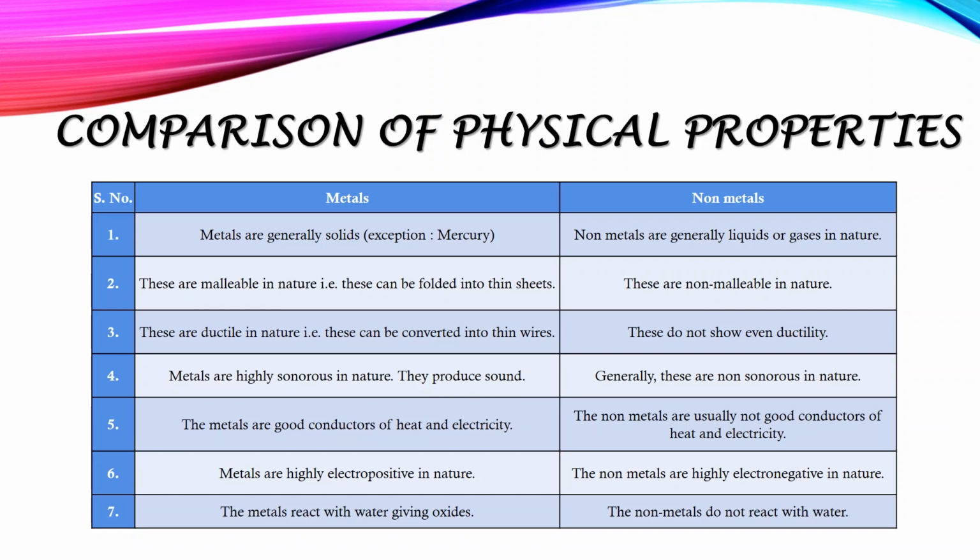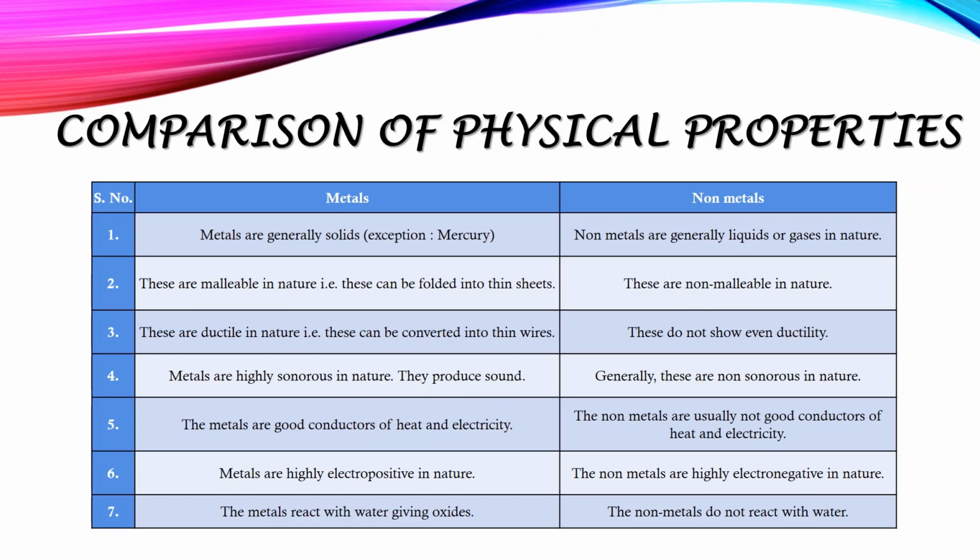Metals are highly sonorous in nature. They produce a sound when struck by a substance. Generally, non-metals are non-sonorous in nature. Metals are good conductors of heat and electricity. Non-metals are not usually good conductors of heat and electricity.